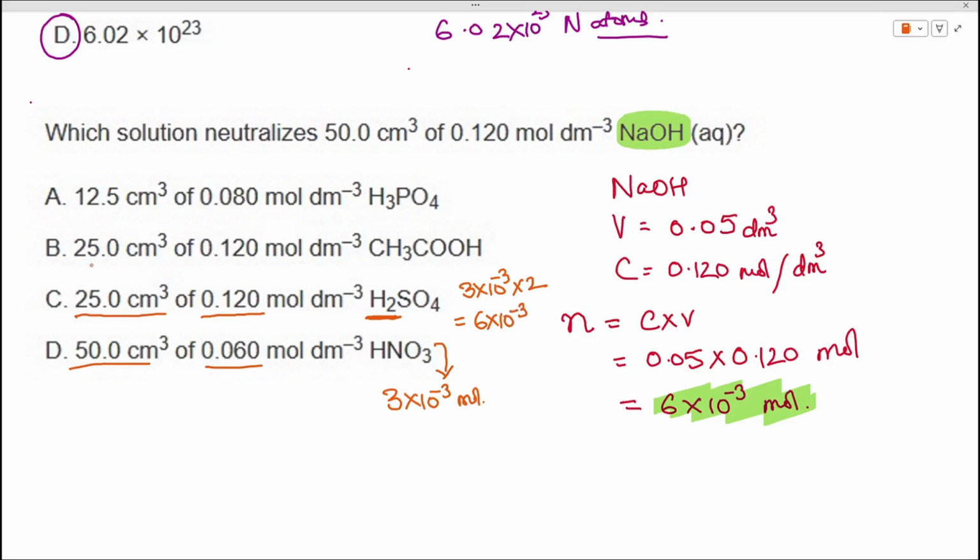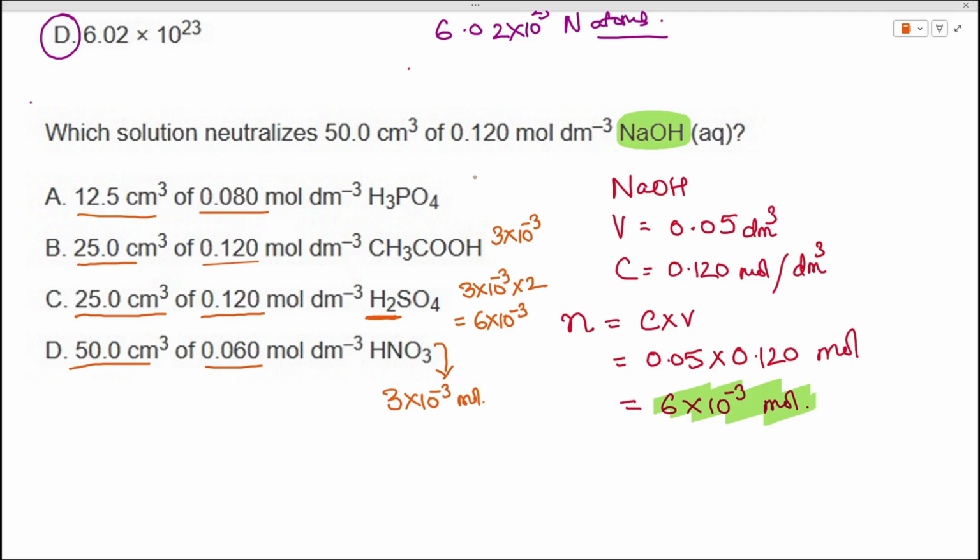If we figure out the number of moles over here, and moreover, this is a weak acid, so its Ka value should be known to get for the total neutralization. So here also the number of moles are 3 times 10 to the power of -3, and for this, 0.0125 multiplied by 0.08. You have to keep in mind that the volume always needs to be divided by 1,000 to change centimeter cube into decimeter cube.